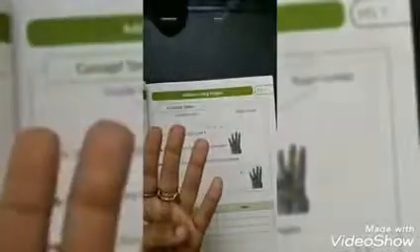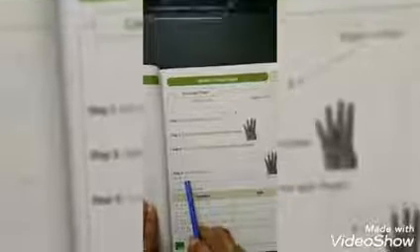So now 8, then 9, 10, 11, 12. Okay, start from 9 because 8 is in our mind. Then after 8 comes 9, 10, 11, 12. So the answer is 12. See the answer. 8 plus 4. The answer is 12. Okay. So this is the method of addition using fingers.